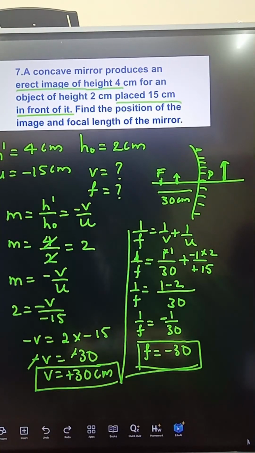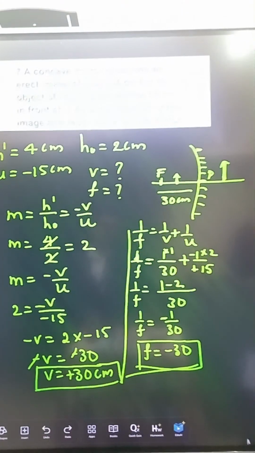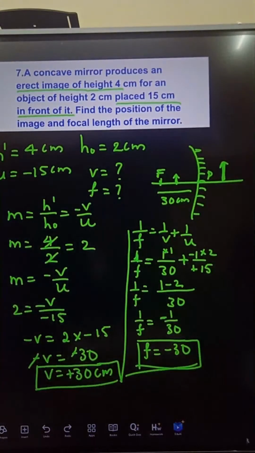Okay, very good. Here you have done already. Magnification, how much did you get? 2. Very good. Nice. Image distance 30 centimeter. Very good. Focal length minus 30 centimeters. Very good, superb. This is how, if you go on solving, where do you find difficulty? It becomes very simple. No problem at all.